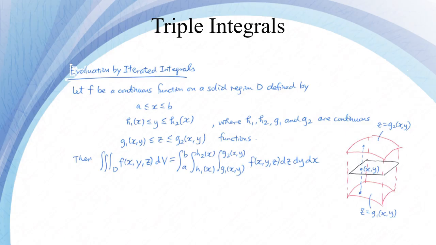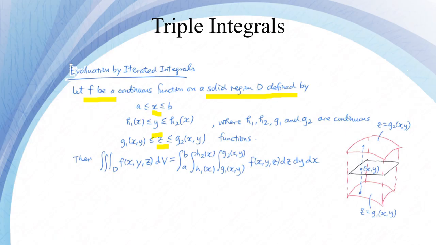So in general cases, there will be a continuous function f on the solid region D, and the region is defined by the limits of x, y, and z. Generally, x will be in a specific region, and y is a function of x, and z is a function of x and y.